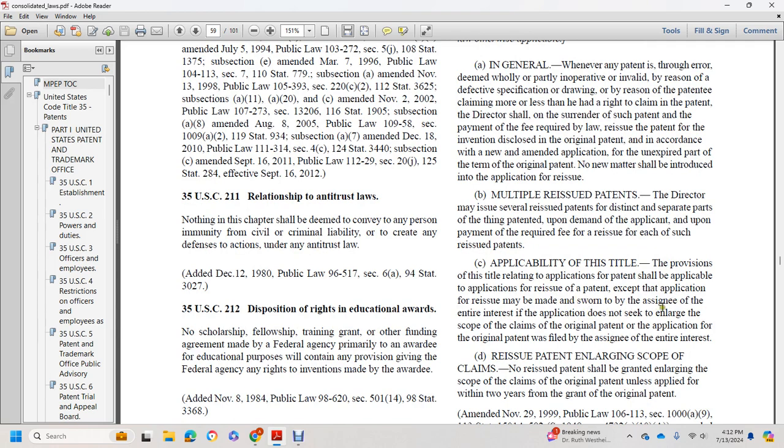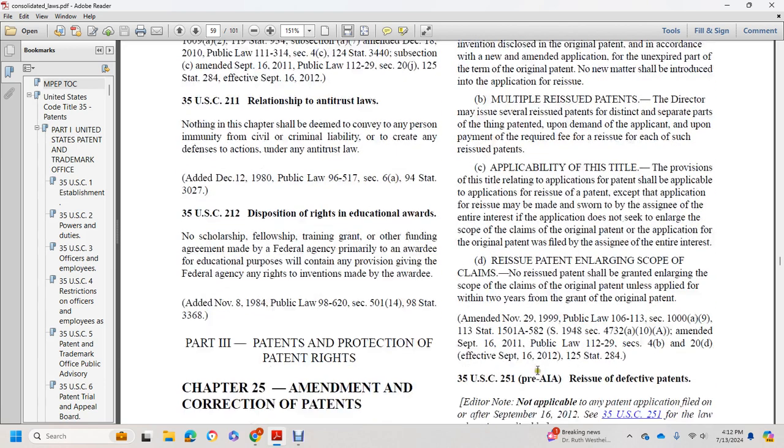If the application does not seek to enlarge the scope of the claims of the original patent, the application for reissue may be made by the assignee of the entire interest. Reissue patent enlarging scope of claim: no reissue patent shall be granted enlarging the scope of the claims of the original patent unless applied for within 2 years from the grant of the original patent.